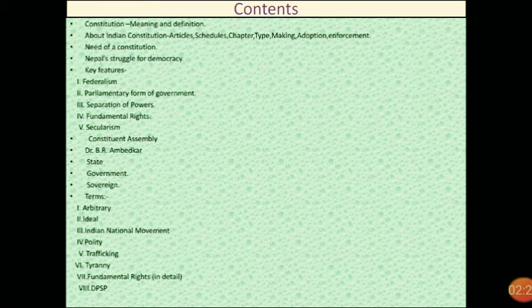Then Nepal's struggle for democracy, it is given as an example how Nepal, a small country, struggled for democracy, to remove monarchy and to have a democratic constitution, because it is the need of the hour. Then key features of Indian Constitution, important features: federalism, parliamentary form of government, separation of powers, fundamental rights, and secularism.